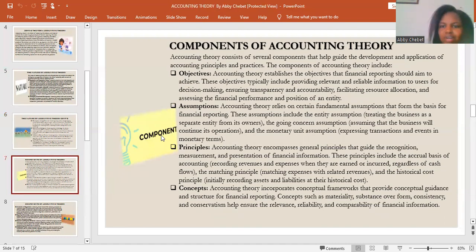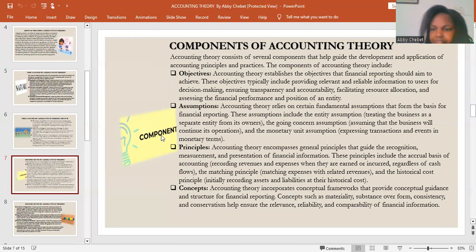So we have components of accounting theories. This is something that most of us are familiar with. So the first one is objectives. These are basically the targets that have been put in place to achieve all these. The second one is the entity assumption. It's treating the business as a separate entity from its owners. The going concern assumption, which is assuming that the business will continue its operation even after the owner is gone. Continuity, in other words. The third one is principles.